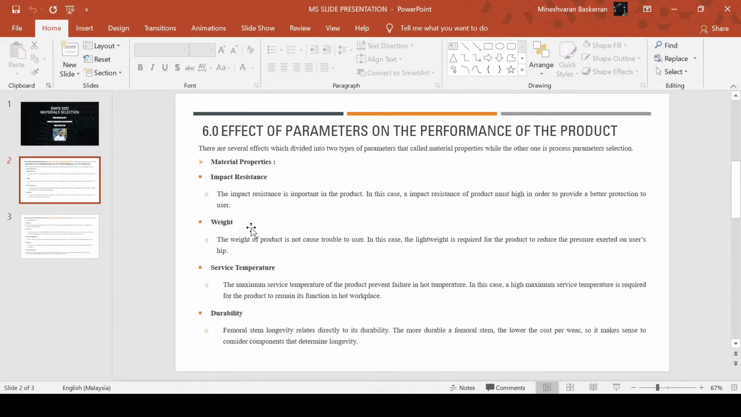So let's look at the first one, which is the material properties, and it has impact resistance, weight, service temperature, and durability. The impact resistance must be high in order to provide better protection, and the weight of the product must be lightweight. Meanwhile, the service temperature must have a high maximum service temperature to remain in function in a hot workplace. And the durability, for example, the femoral stem longevity relates directly to its durability, which means the more durable a femoral stem is, the lower the cost per wear. So it makes sense to consider the component.